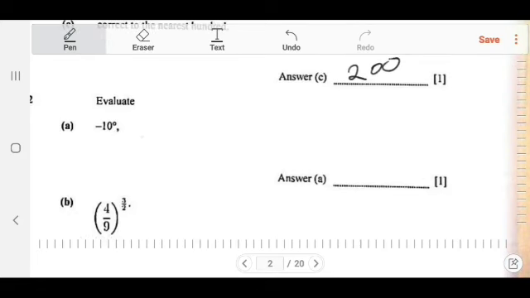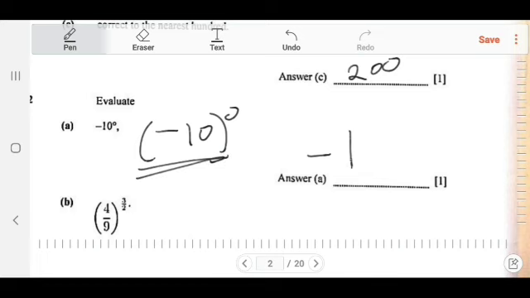Then evaluate negative 10 to the power 0. Any number to the power 0 is 1, so it's going to be negative 1. That negative is not affected by that power. But if it was like this, this was going to give us 1. But now in this case we have negative 1.